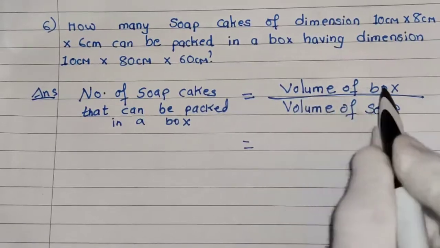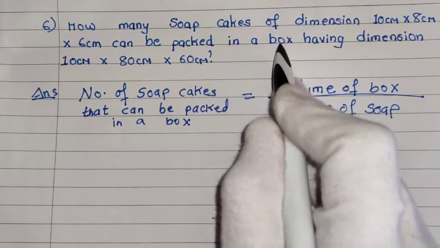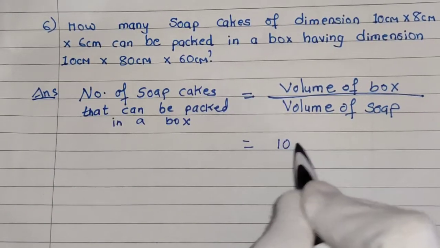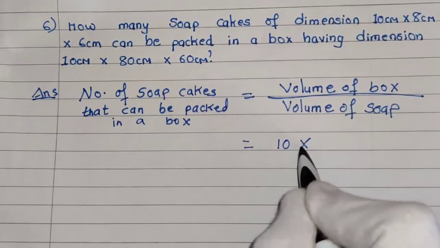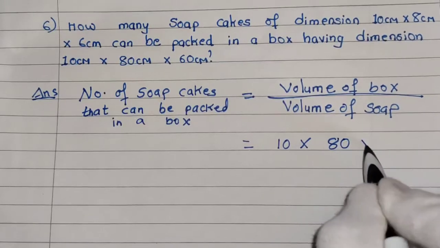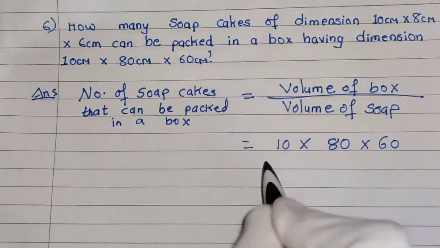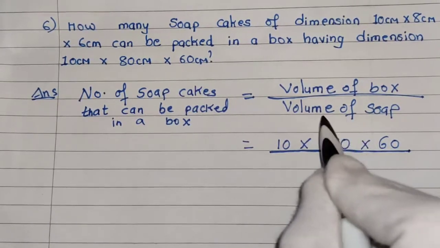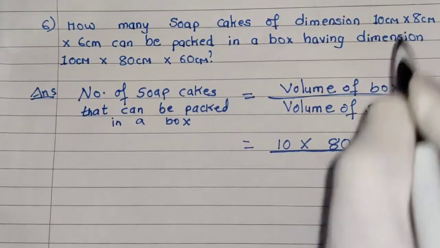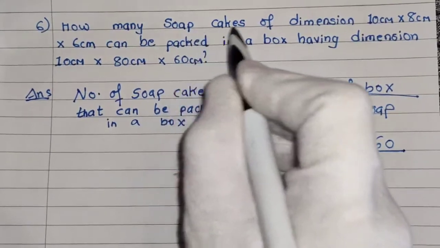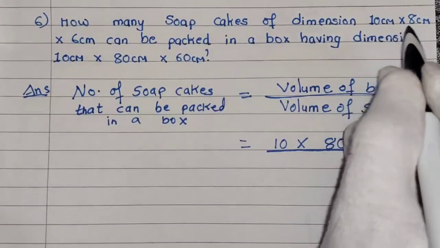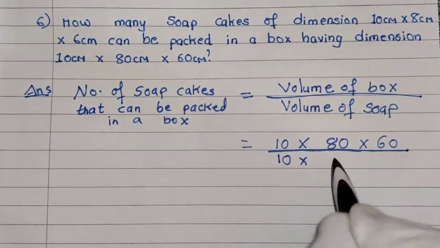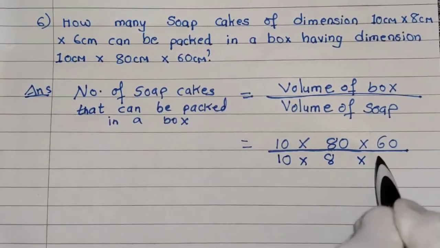So in the place of box, we are going to write the dimension of the box which are given to you in the question. That is 10 centimeter multiply by 80 centimeter. I am not writing centimeter, I am just writing the numbers. Upon what we are going to write down the dimension of soap cakes. And what is the dimension of soap cakes? 10 multiply by 8 multiply by 6. So 10 multiply by 8 multiply by 6.